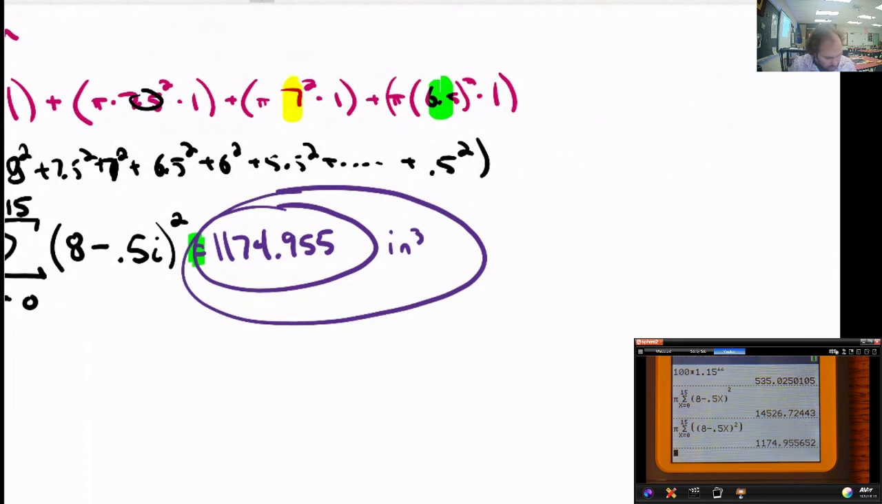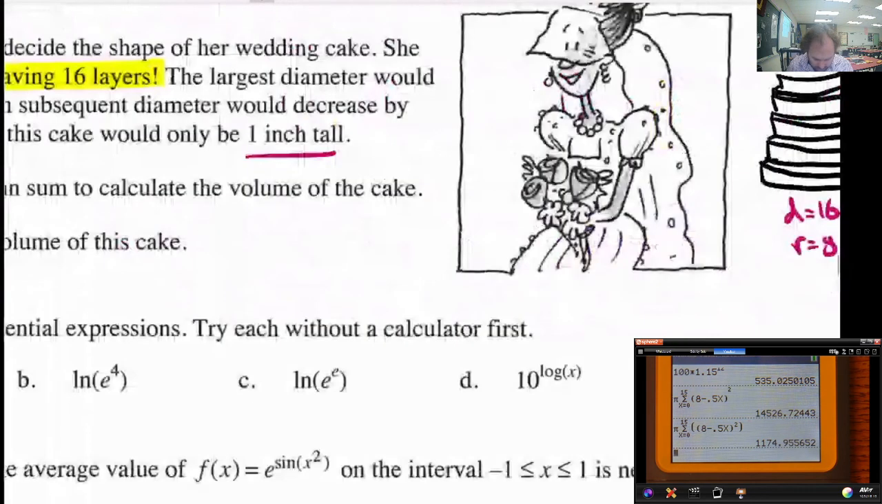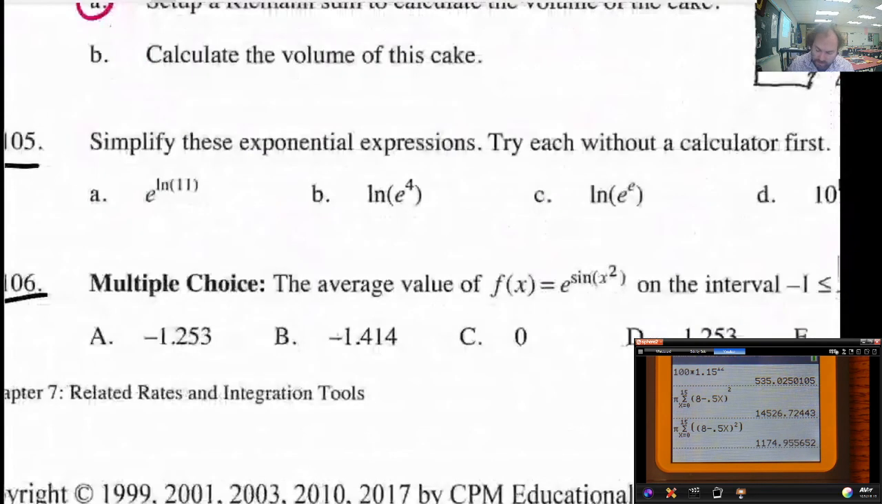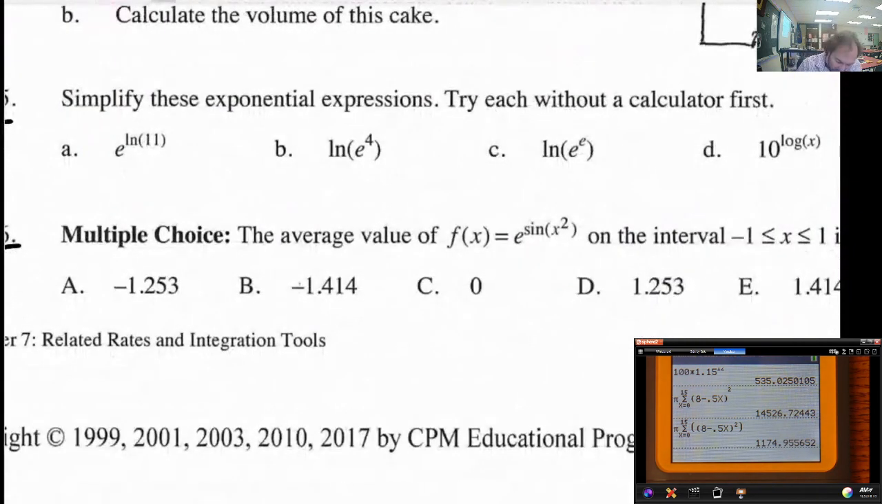Units there. Okay. Let's look at an easy question, 105. We're going to answer this in 5 seconds. Simplifying these exponential expressions. Try without a calculator first. Honestly, these are just testing your logarithmic knowledge. E to the natural log cancels out, leaving just the 11. And same thing, natural log of E cancels out, leaving just the 4.